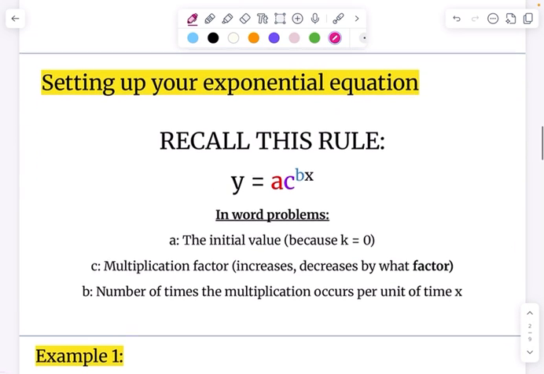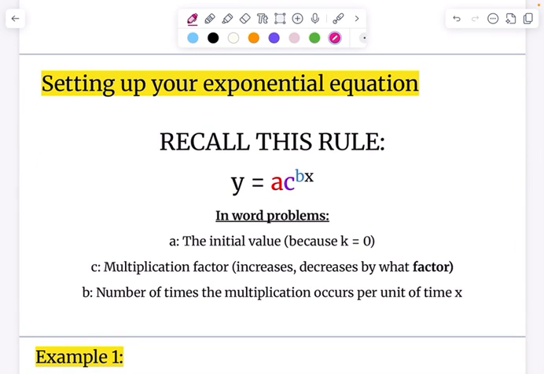Before we do any examples, let's remember what the rule of an exponential function looks like. In standard form, we had y equals a c to the power of x plus k. When we're going to use word problems, we are actually going to set it up using this rule. We can convert to standard form, meaning that we can take the b value and apply it to the parameter c after we've found the b value. But when you're going to set up the exponential equation, you have to use this for word problems.